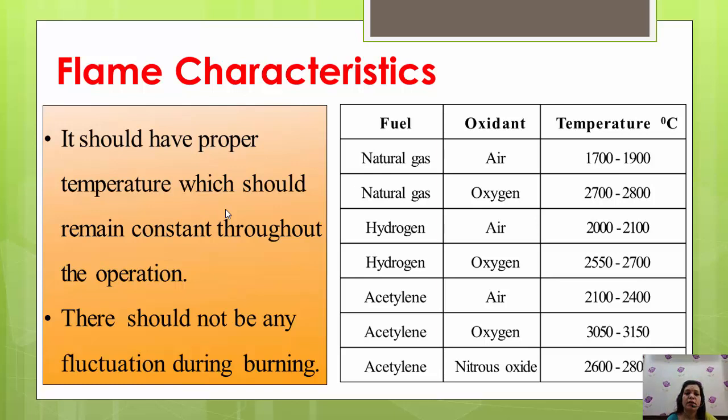It should give me a proper temperature and that should remain constant during the operation. And second, there should be no fluctuation during the burning process. So these are the basic characteristics a flame should have. We can obtain flames with various temperatures depending upon the fuel and oxidant used. This table provides the temperature range for different types of fuel. The oxyacetylene flame gives higher temperature and is routinely used for the flame emission spectroscopy technique.